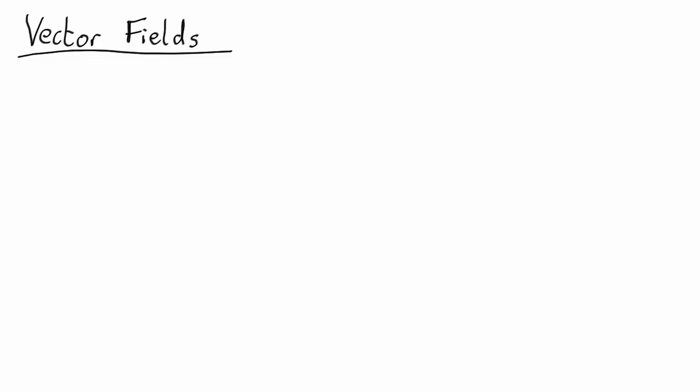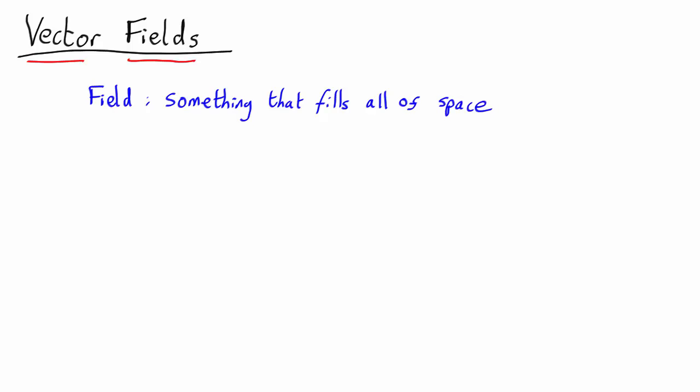So what is a vector field? Well, as you can see, it's got two parts, field and vector. What is a field? Well, a field is something that fills all of space. The simplest types of field are so-called scalar fields. A scalar is just a number, like 4. So a scalar field is numbers that fill all of space.